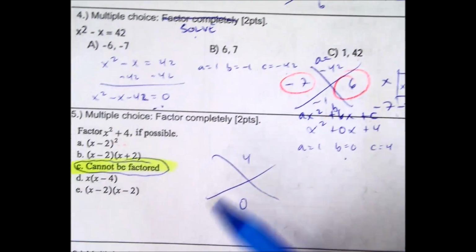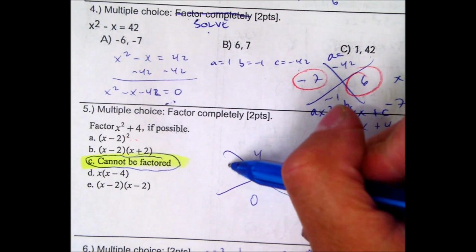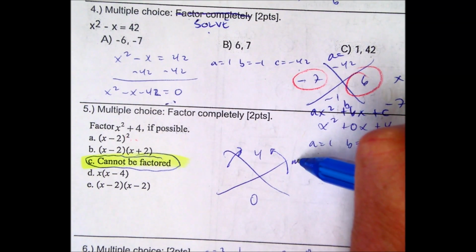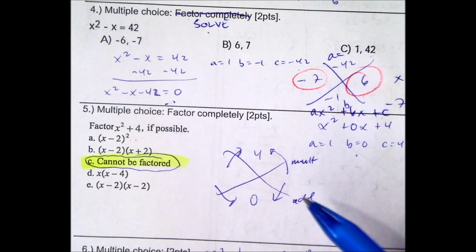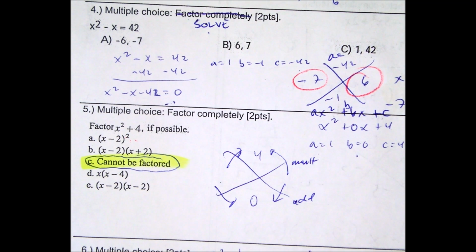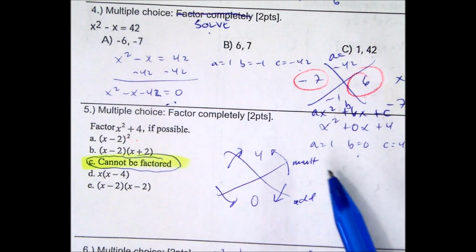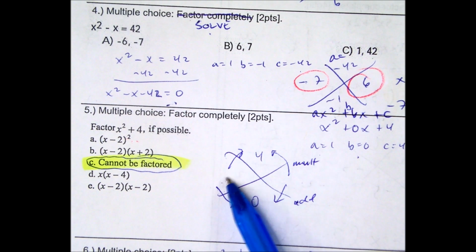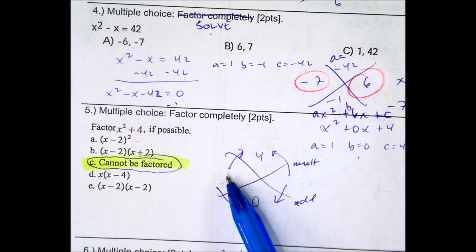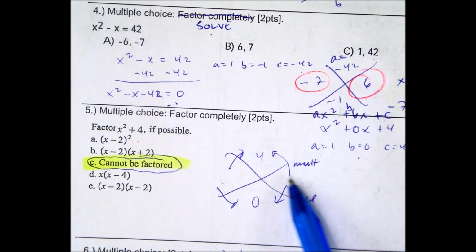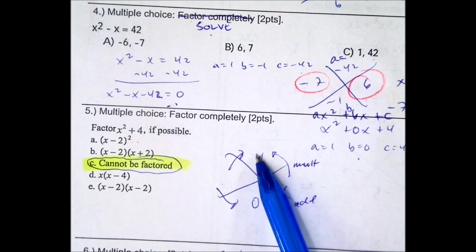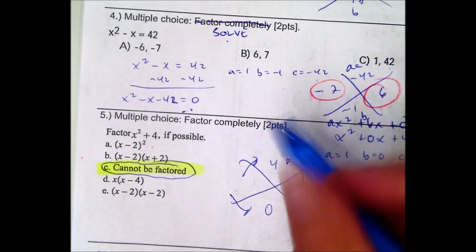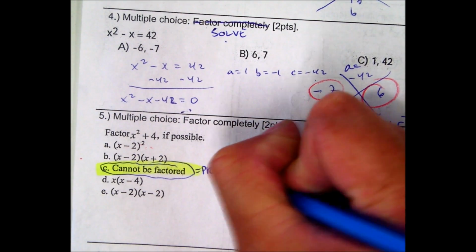Now, if you try to solve the x puzzle here, there are no two numbers that multiply to be 4 but also add to be 0. I need those two numbers to both multiply to be 4 and add to be 0. If they have to add to 0, they would probably have to be a positive 2 and a negative 2. But a positive times a negative should equal negative, not a positive. So you can never think of two numbers that multiply to be 4 and add to be 0. Therefore, it's prime or can't factor.